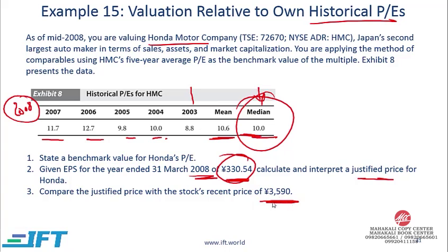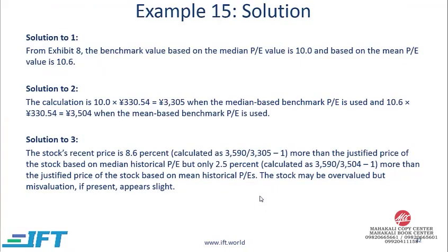So does the stock appear to be overvalued or undervalued if you use the median as the benchmark? Yeah, the stock appears to be a little bit overvalued. So if you actually do the calculations, with 10, you have 3305 as the justified value. If you use 10.6, then it is a little higher. So the stock's recent price is 8.6% more than the justified price. With median, it's 2.5% higher. So the stock just seems to be slightly misvalued.